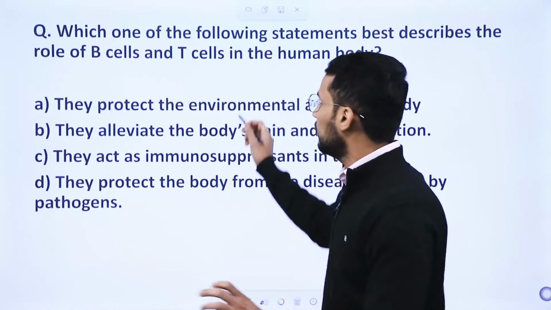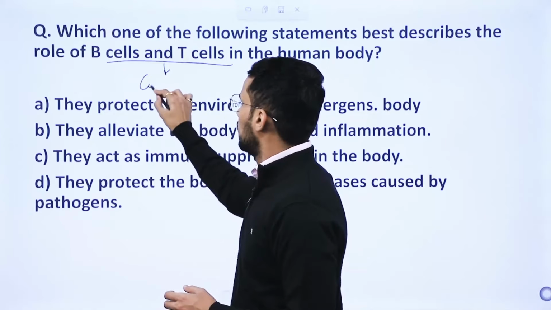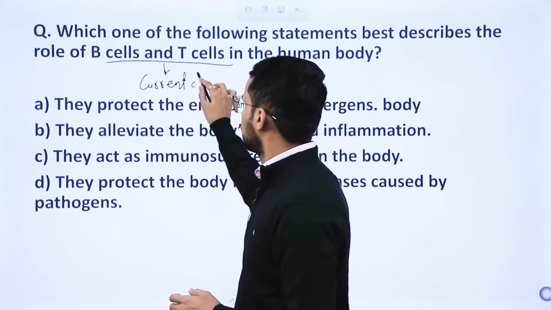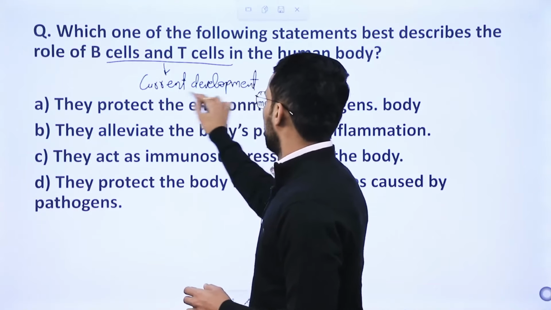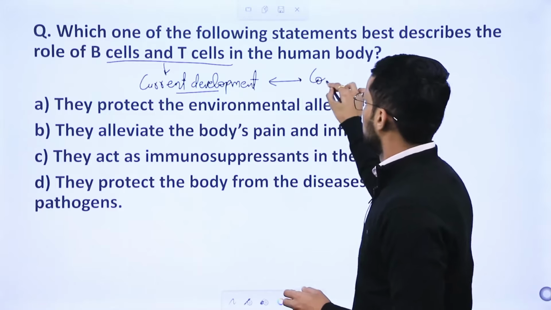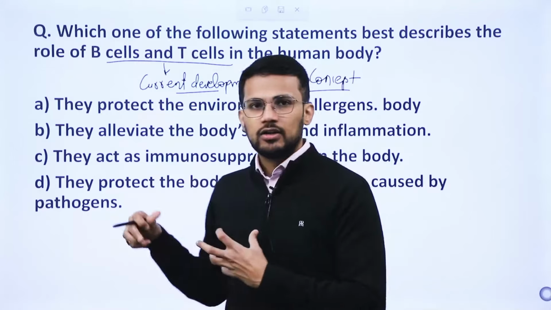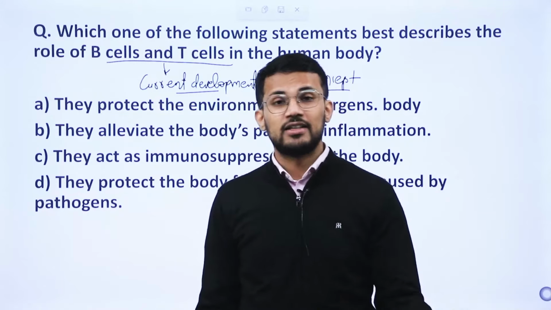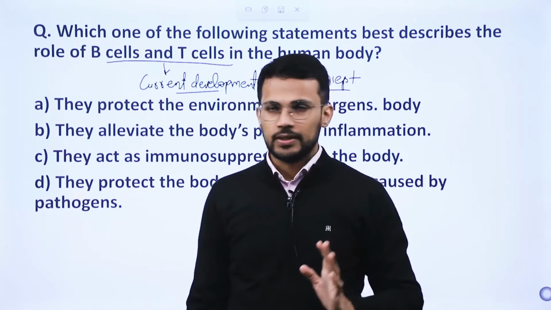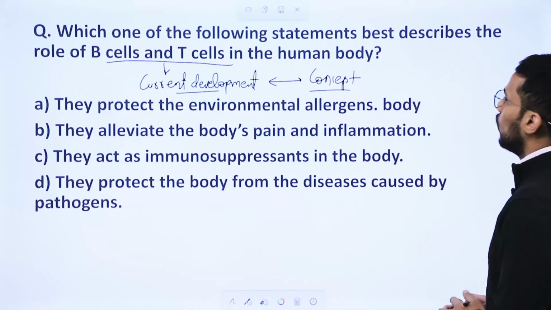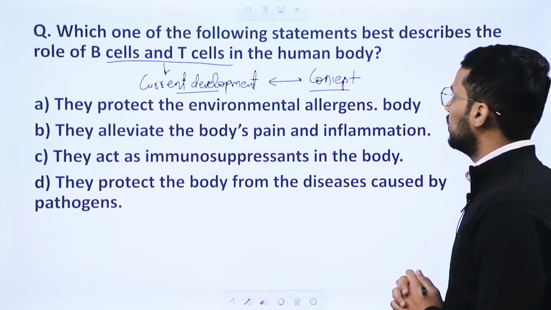So see here what happened, these were in the news, so they were a part of current development, but it is not a current topic, right? It is a conceptual topic. So what they did, they got inspiration from current affairs and they asked a question on the static or conceptual part. Fine. So the question is, which one of the following statements best describes the role of B cells and T cells in the human body, right?